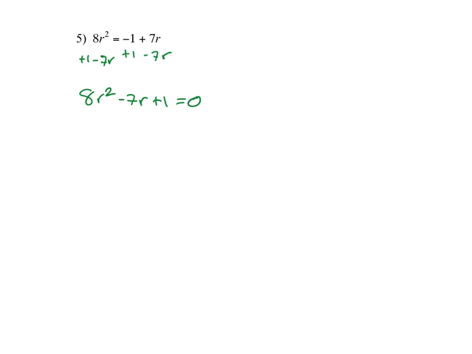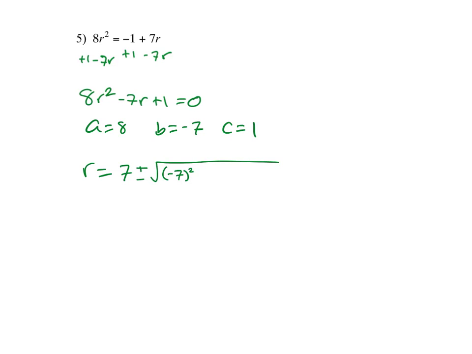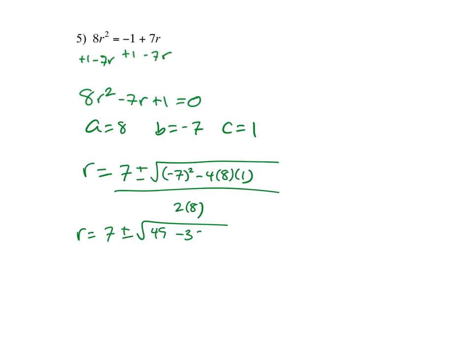Now here, a equals 8, b equals negative 7, and c equals 1. So x, or r, equals, in this case I'm using r because that's the variable of the equation, the opposite of b, so positive 7, plus or minus the square root of negative 7 squared, minus 4 times 8 times 1, divided by 2 times 8. So r equals 7 plus or minus the square root of 49 minus 32, divided by 16.